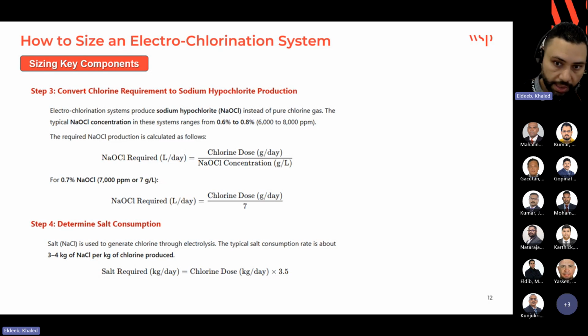Then in step 4, we have to estimate the amount of salt, because this salt produces the sodium hypochlorite. We have to calculate it as well. So in step 4, we estimate the amount of salt needed to produce the sodium hypochlorite calculated in step 3. To generate 1 kg of liquid chlorine, I mean the sodium hypochlorite, we need 3 to 4 kilograms of salt. So for every 1 kg of liquid chlorine, we have to consider 3 or 4 kg of salt.